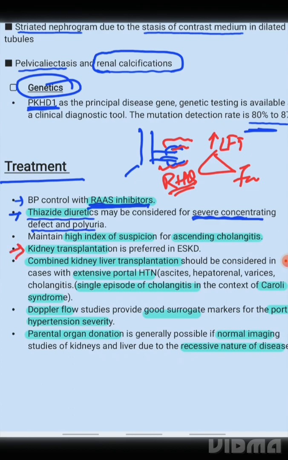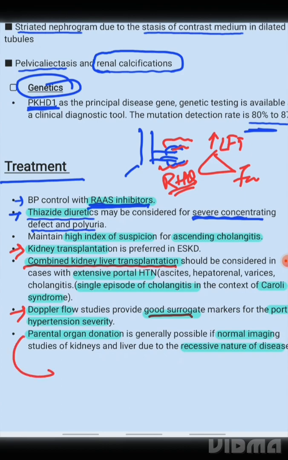Of course, transplant is the ultimate treatment in a patient who has become ESRD or is on the verge of becoming ESRD, but as I told you, combined liver and kidney transplant is considered. Doppler studies show a good surrogate marker for portal hypertension severity, and in this way we can signify the extent of the disease and portal tract involvement and its consequences, because if there's portal hypertension, there are going to be consequences for that as well.